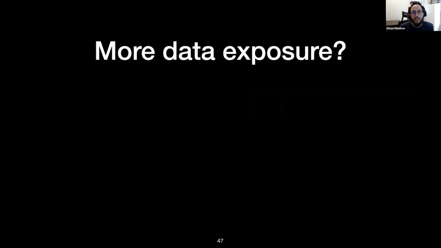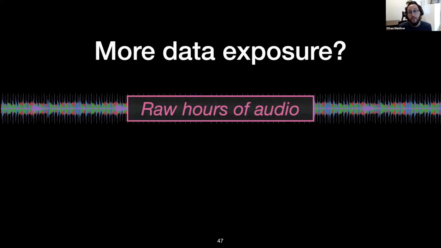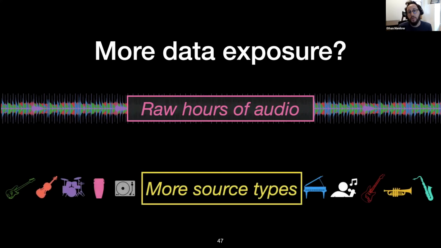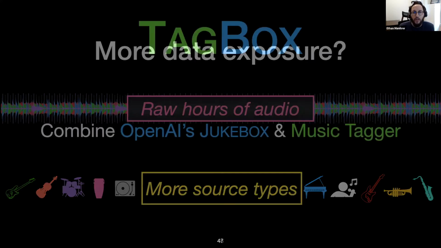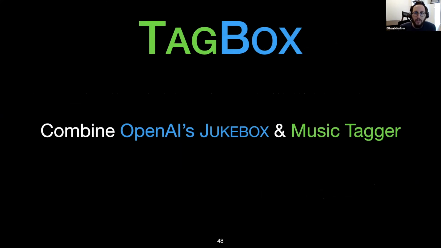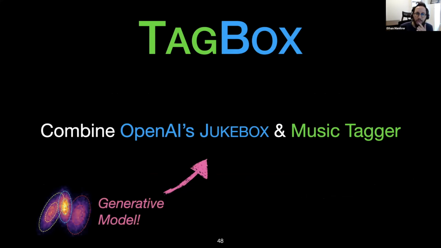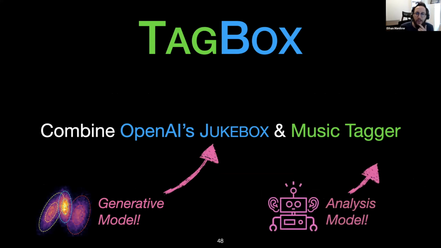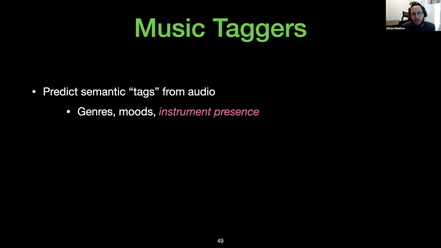So how do we get access to models that have been exposed to more data? And by more data, I mean both in terms of raw hours of audio data, and more source types. This is the drive behind TagBox. TagBox is a separation system that combines OpenAI's Jukebox and a music tagger. I'll talk more about each of these pieces in a second, but hey, would you look at that? A generative model and analysis model working together. All right, let's talk music tagging.